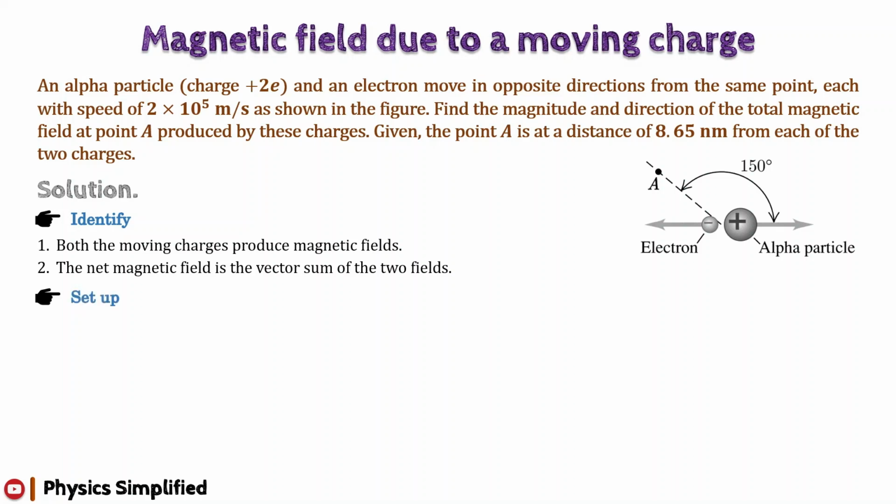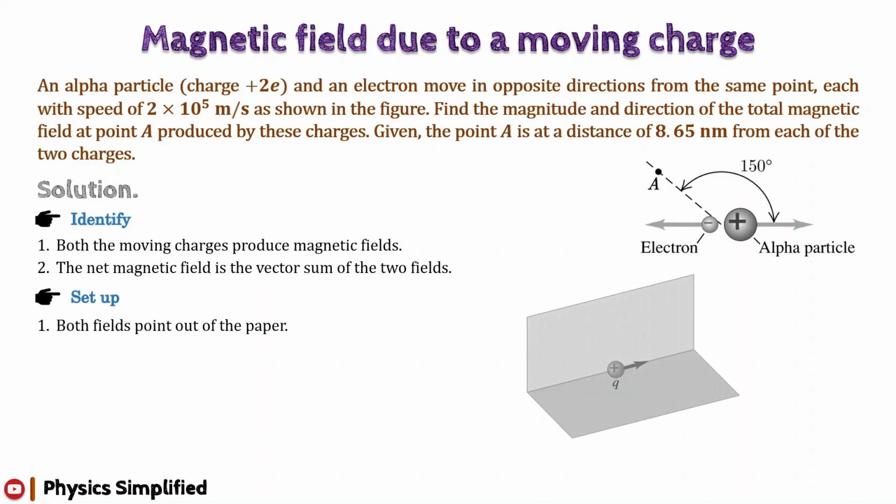Both the magnetic fields produced by the two charges point out of the paper. This can be determined by the right-hand rule for the magnetic field due to a positive charge moving at constant velocity. See the diagram. The direction of motion of the positive charge is shown. If we now point the thumb of our right hand in the direction of the velocity of the charge, the curl of our fingers around the charge gives the direction of the magnetic field lines.